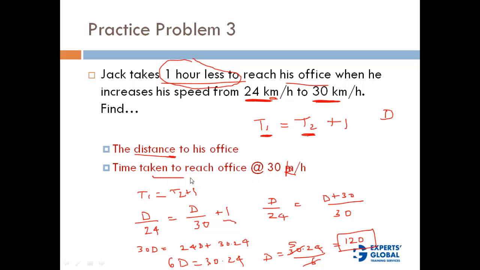Okay, time taken to reach office at 30 kilometers per hour. If the distance is 120 kilometers, time is going to be distance by speed, distance 120 kilometers, speed 30 kilometers per hour. He is going to take 4 hours to go to office.